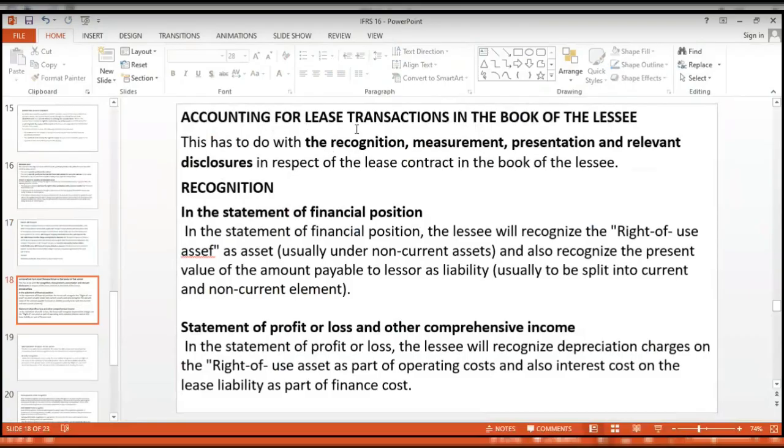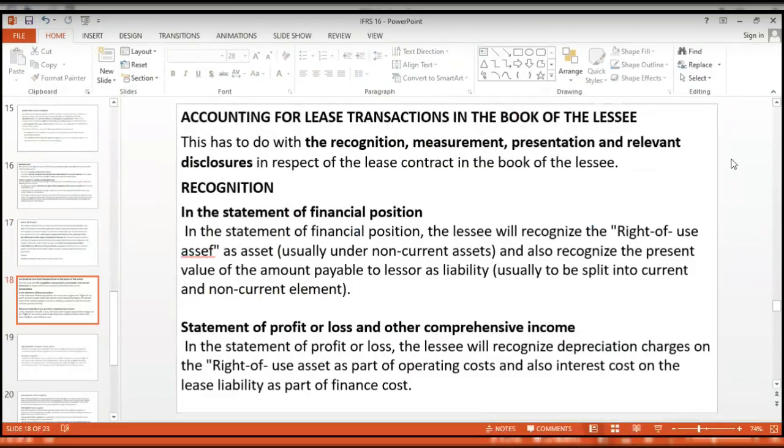So, accounting for lease transactions in the books of the lessee. Don't forget I said the focus of IFRS 16 is how the lessee should keep his records in his financial statements. So this has to do with the recognition, measurement, presentation, and relevant disclosure in respect of the lease contract in the books of the lessee. When we talk about IFRS, don't forget we talk about 4 things: recognition of transaction, measurement of transaction, presentation, and relevant disclosures. So we talk about recognition first.